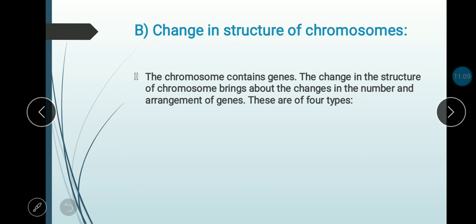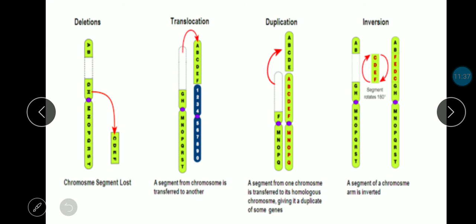Next one is change in structure of chromosomes, which means the chromosomal structure gets changed. There is no addition of an entire chromosome or part of a chromosome, but only structural changes. The change in structure of a chromosome brings about changes in the number and arrangement of genes. These are of 4 types. It can be understood with the help of this diagram.